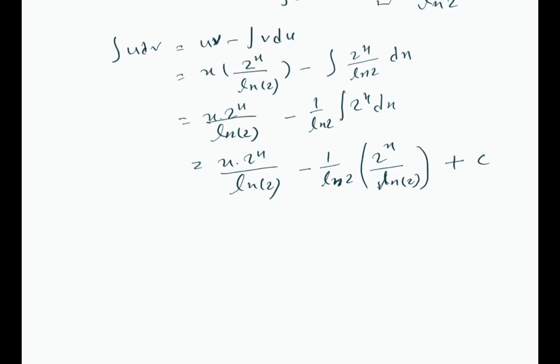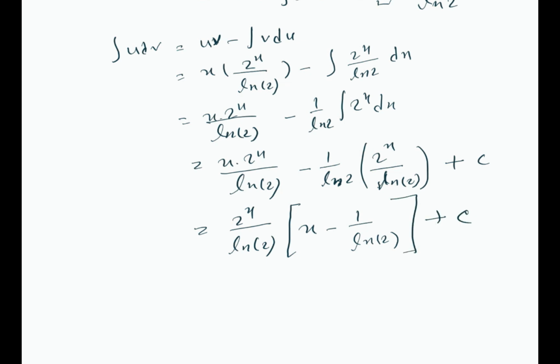See, we have like terms, which is 2 to the power x over ln of 2, which is a common factor, so we can take it out as common. Then on the left side we have x minus 1 over ln of 2, right? We can put a bracket and then plus c. So this is the answer for this last example of integration by parts I'm giving you.